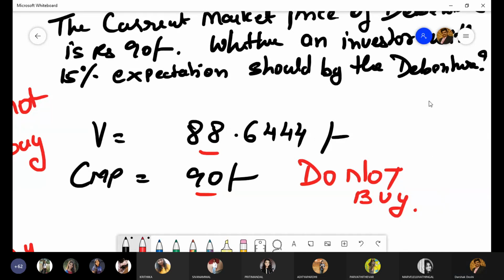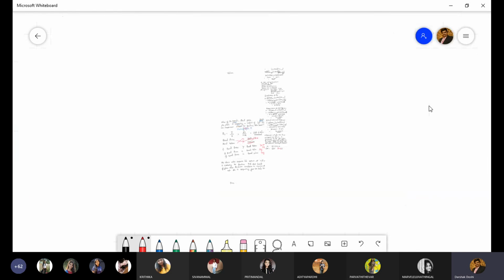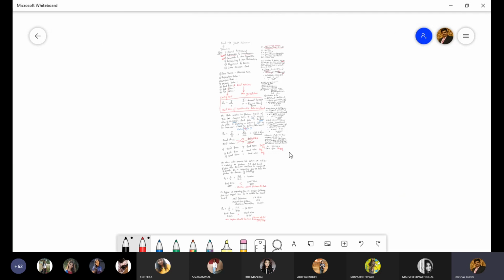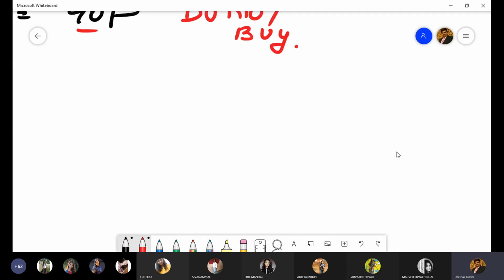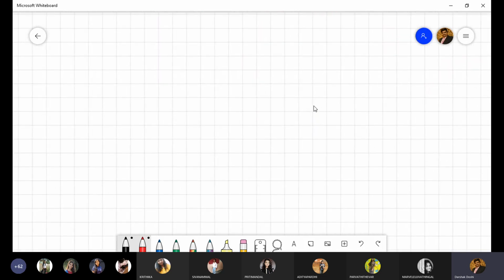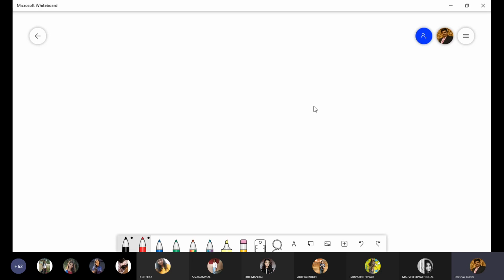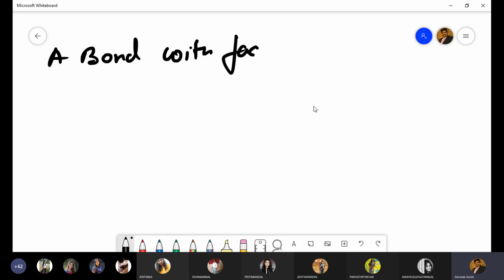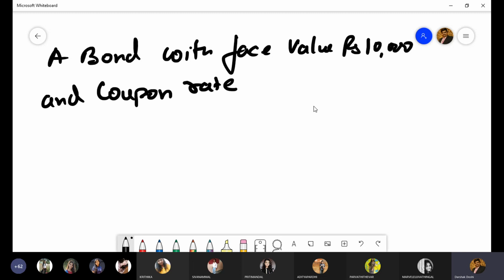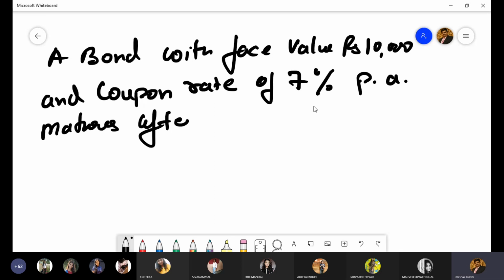Write down next question. A bond with face value ₹1,000 and coupon rate of 7% per annum matures after 5 years at par.